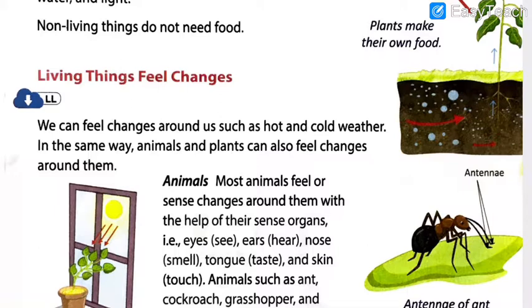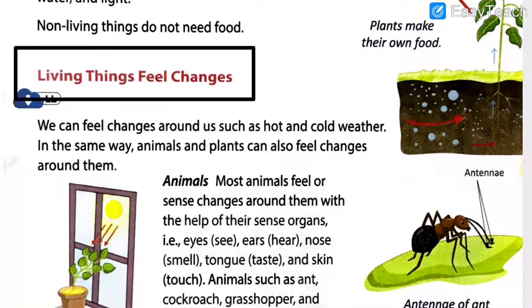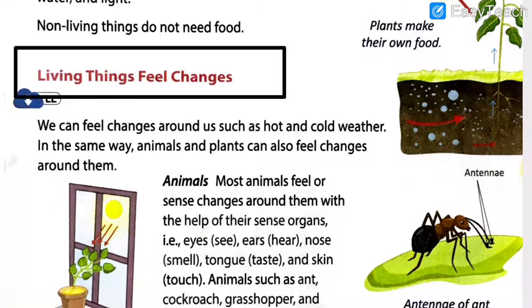The next topic is living things feel changes. Now again my question will be the same, my dear students, are you all living things? Yes, you are all human beings, so you obviously are living things. Do you feel changes around you? What will happen if you go out in this season without wearing any sweater or jacket? You will feel cold, right?